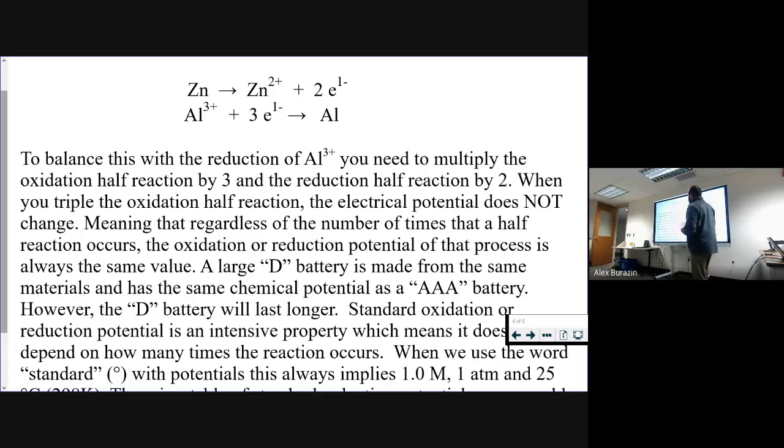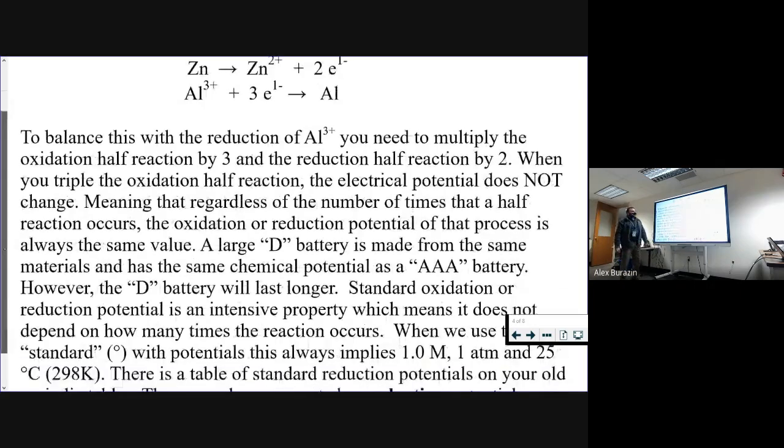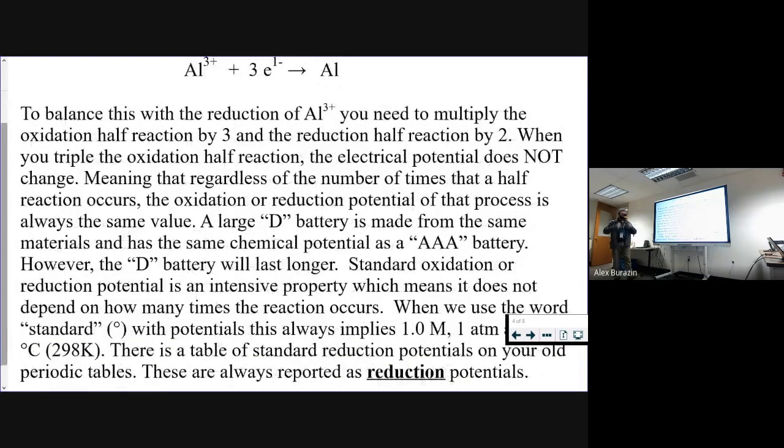So long story short, in this instance, I'm losing 2 electrons from the zinc. I'm gaining 3 electrons in the aluminum ions. Those don't match. So what would I have to do to balance this? Well, I'd have to multiply my top oxidation half reaction by 3. I'd have to multiply my bottom reduction half reaction by 2, so that I'm gaining and losing the exact same quantity of electrons. Sound familiar? Cool. When you triple the oxidation half reaction, the electrical potential does not change.